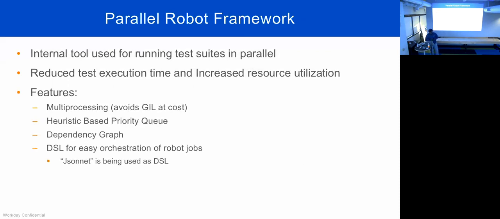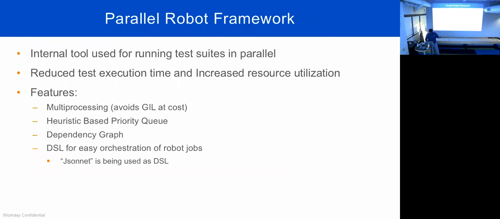Processes are heavyweight. And we have a heuristic-based priority queue where you can prioritize a task so that it can run first. We also build a dependency graph. When you write a test, you have a lot of dependencies, so you cannot do it manually. You have to write a dependency graph and send it to the system, and the system will execute it much better. And then we wrote a DSL on top of the parallel robot framework using Jsonnet. It's open source by Google. It's a templating engine. It's similar to JSON, but it has a lot more programming capability.